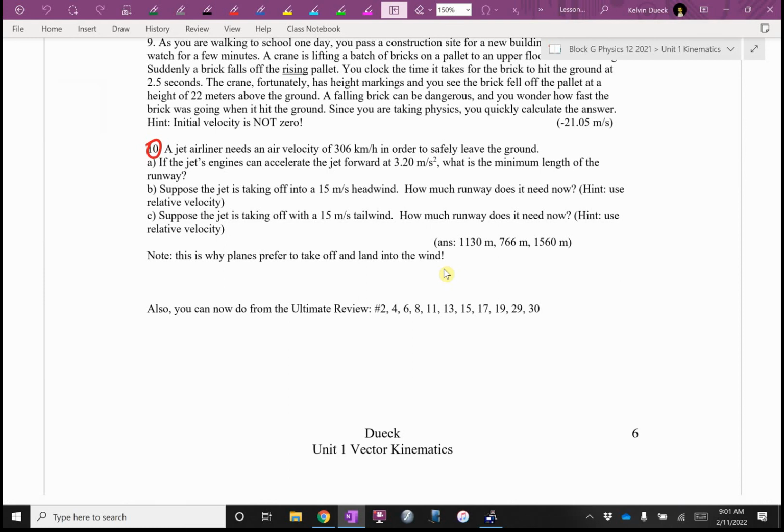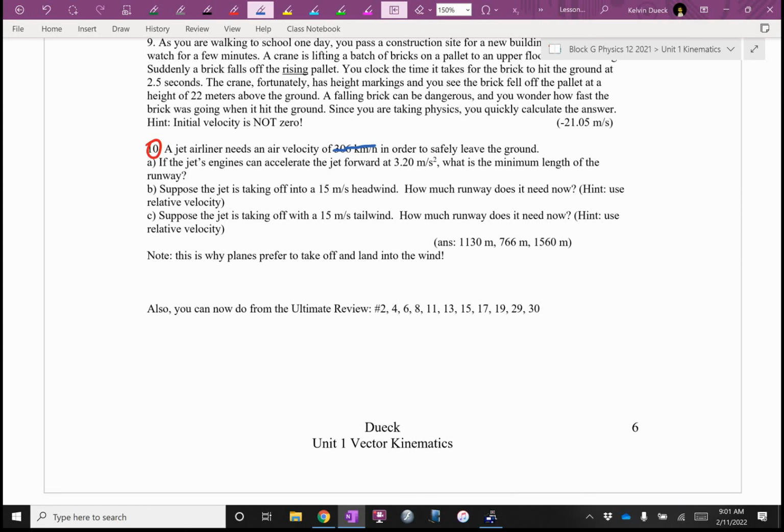Oh, this one, right? Suppose a jet airliner needs an air velocity of 306 kilometers per... Nice try. Do you have a chance to see a student today on a time-sensitive manner later on? I can see them in about 2 minutes. Oh, yeah, 100%. That's fantastic. Sure. Yep.